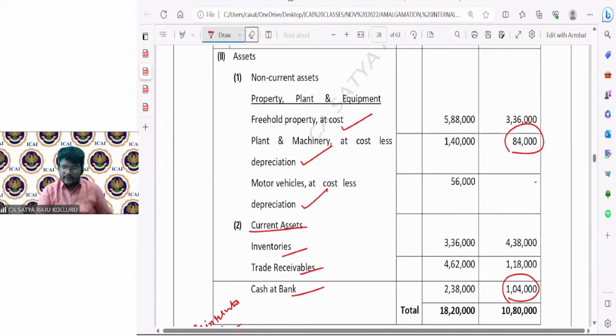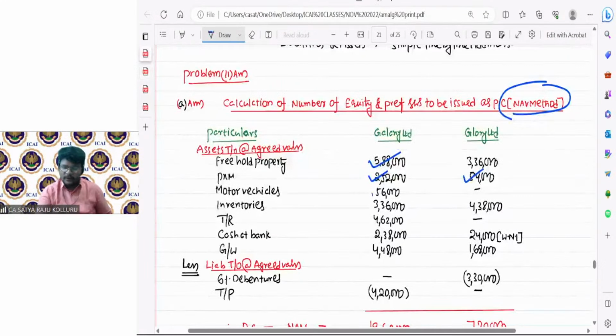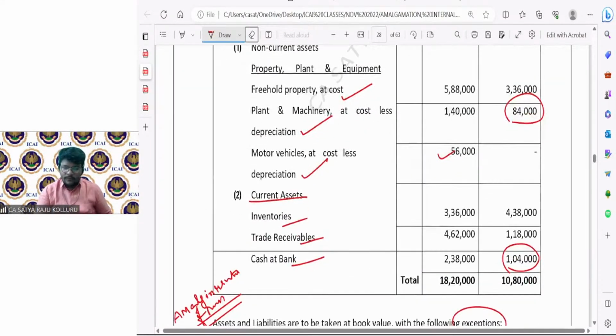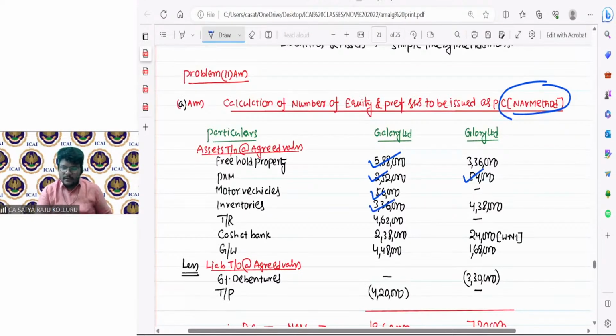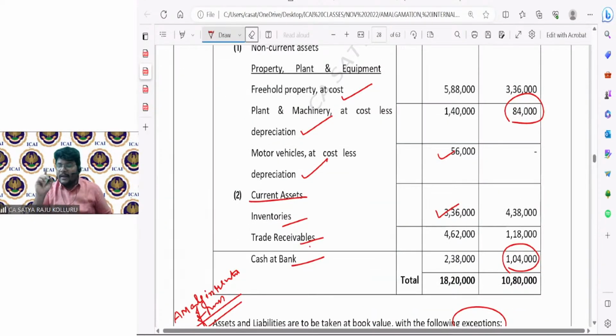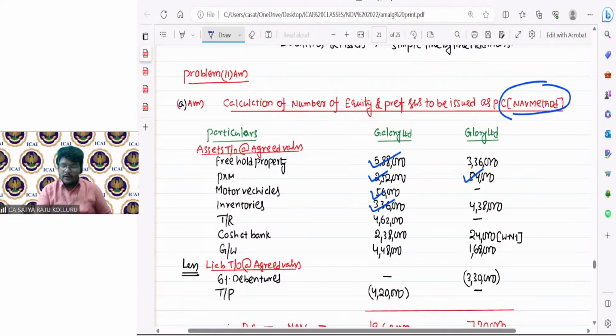Next, motor vehicles. Nothing was mentioned, so at book value only, 56,000. Next, if you come down, inventories. Nothing was discussed, so as it is book value 336, 438. Next, trade receivables. Only for Galaxy the purchasing company takes over. Sir, for Glory, the purchasing company will not take over anything. Why? The liquidator of Glory Limited is going to collect. That's why the purchasing company will not take over these trade receivables. So you can consider only for Galaxy 4 lakh 62. For Glory, it is nil.